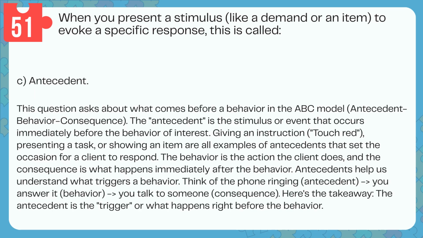Answer: C. Antecedent. This question asks about what comes before a behavior in the ABC model. Antecedent, behavior, consequence. The antecedent is the stimulus or event that occurs immediately before the behavior of interest. Giving an instruction, touch red, presenting a task, or showing an item are all examples of antecedents that set the occasion for a client to respond. The behavior is the action the client does, and the consequence is what happens immediately after the behavior.